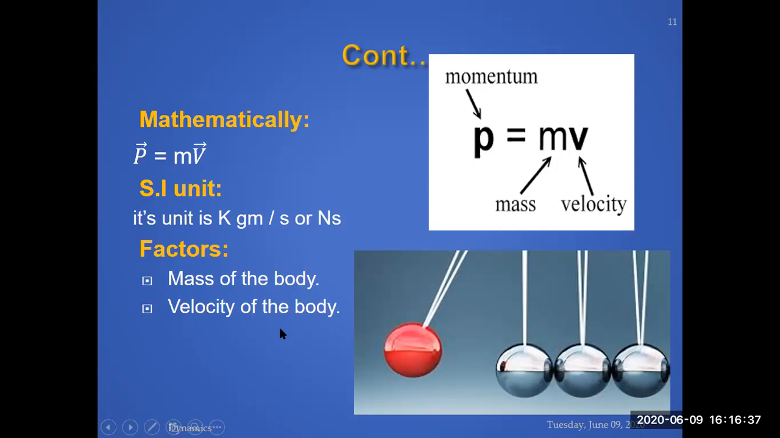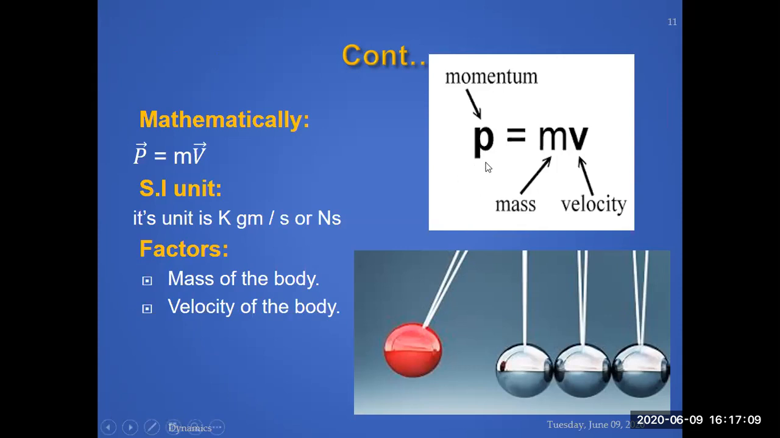What are the examples? You take a gun. With the help of a gun, you fire a bullet, and the same bullet you throw with the hand at a person. Which will make more damage? Of course, the bullet which is fired with the help of a gun. Why? Because the mass is the same, but the speed is more in case of the gun, but in case of hand, it is less. In case of the gun, its momentum was more, so its damage will be more. But in case of your hand, due to less velocity, its momentum was less, so the damage was less.